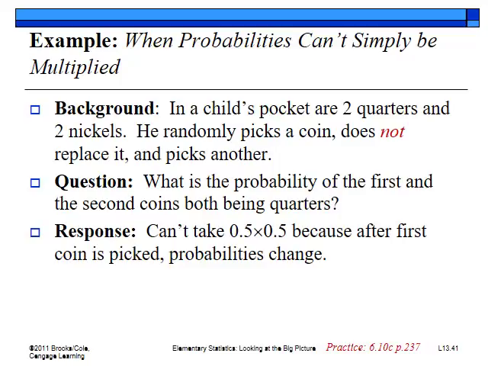Well, certainly the probability that the first coin is a quarter is 1/2, because there are 2 to choose from out of 4 possibilities. But after that first quarter is chosen, the probability of that second quarter is only 1 in 3, because there's only 1 quarter left in the pocket with 3 coins to choose from. So the second probability is not 0.5.